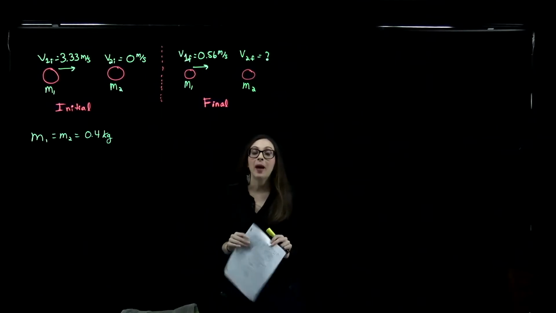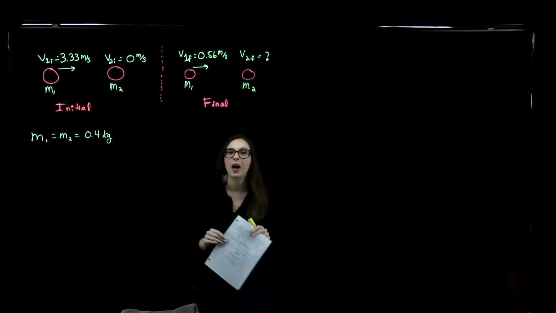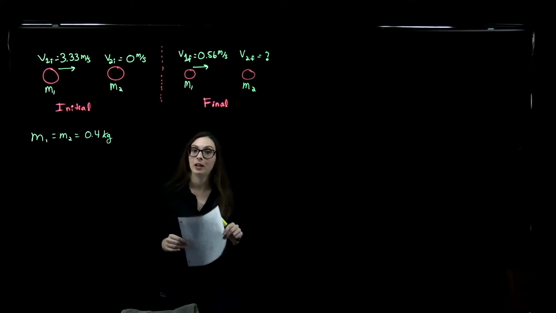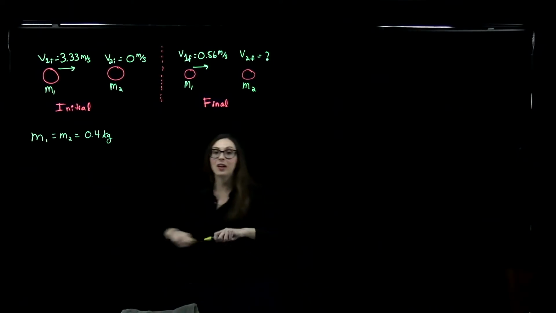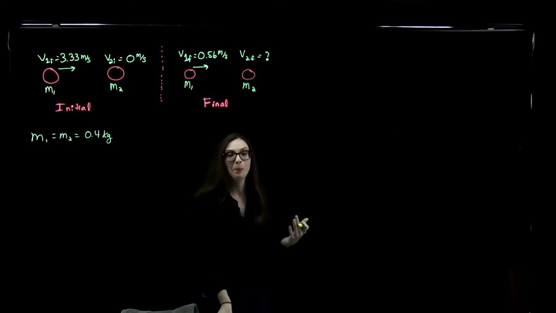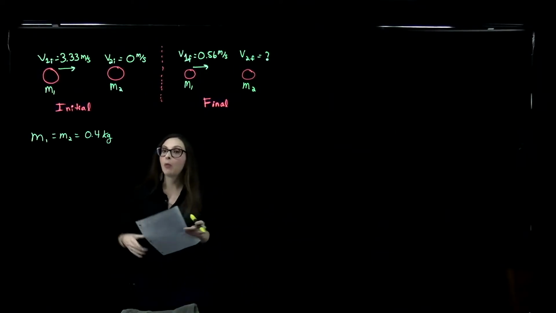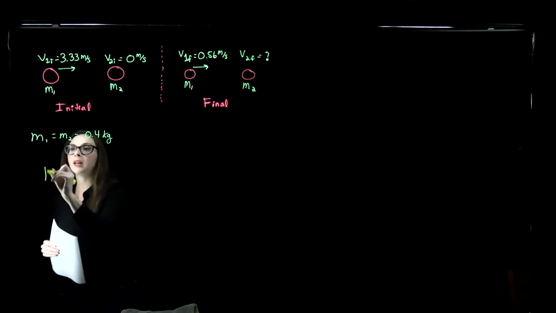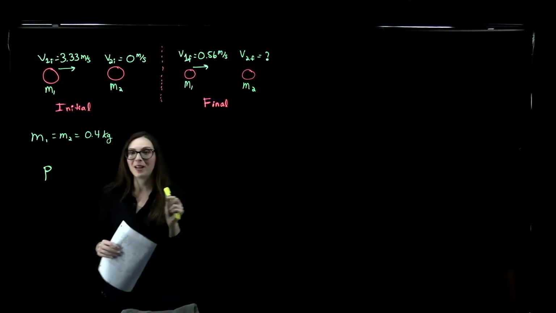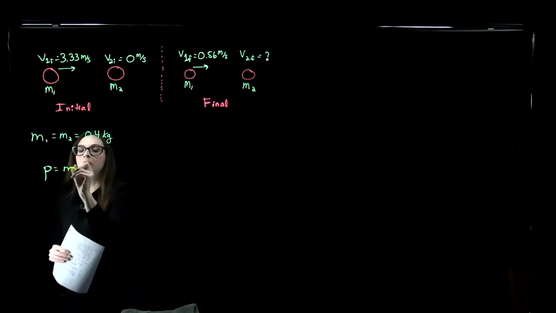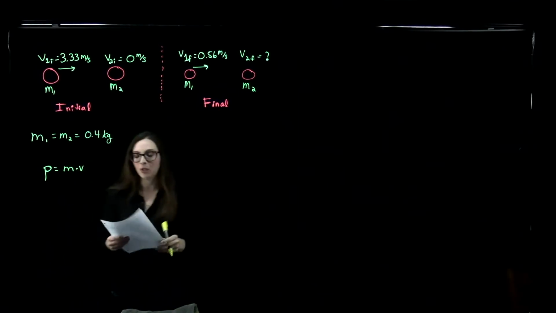Now we're going to talk about collisions and think about momentum and energy, in particular conservation of momentum and conservation of energy in a collision. When we think about momentum, remember that we can refer to it with the letter P. Momentum is equal to the mass times velocity of an object.